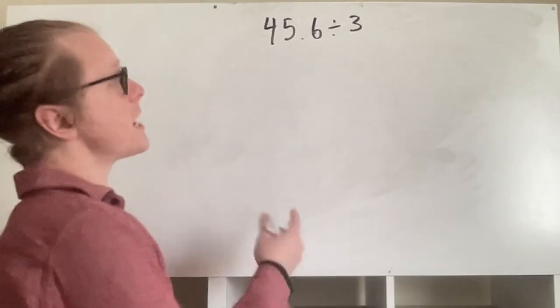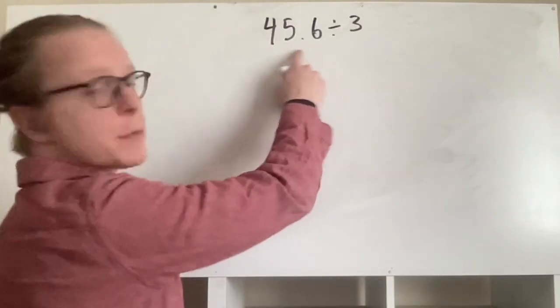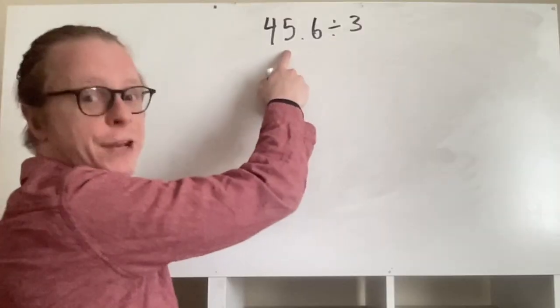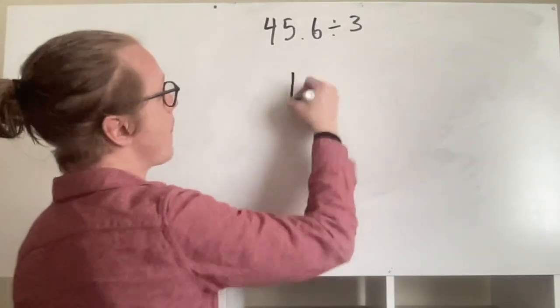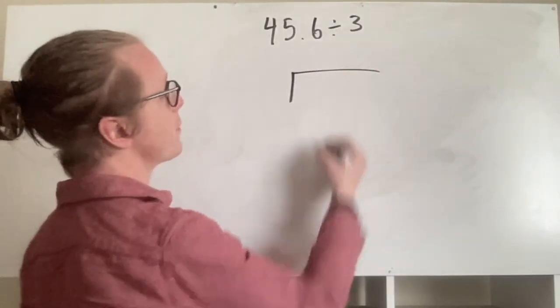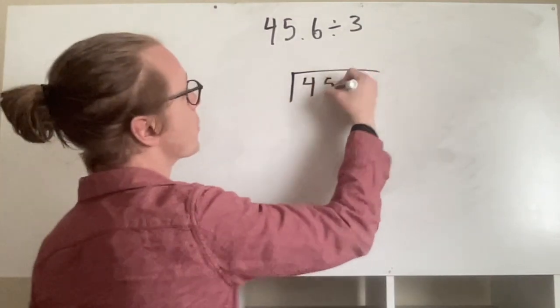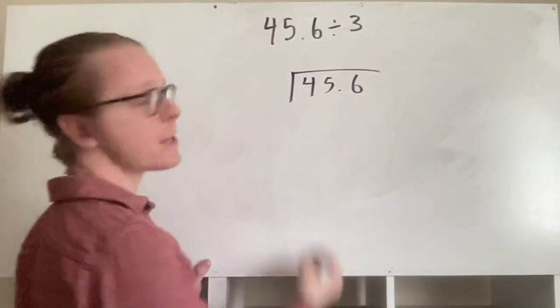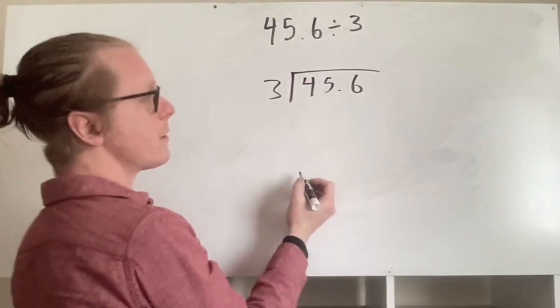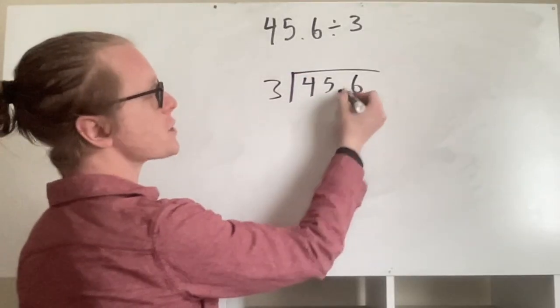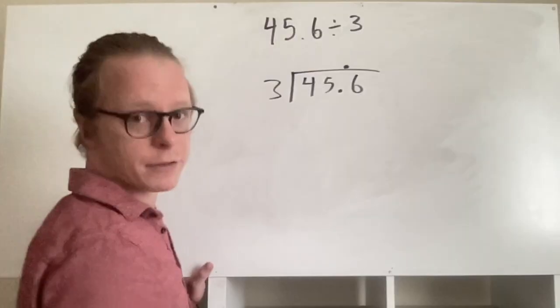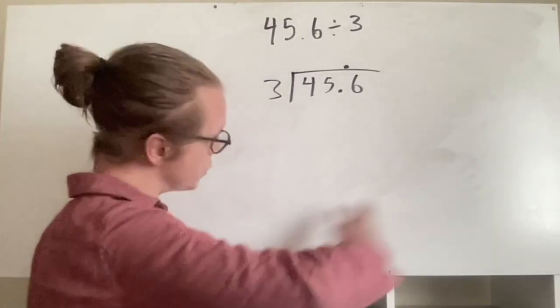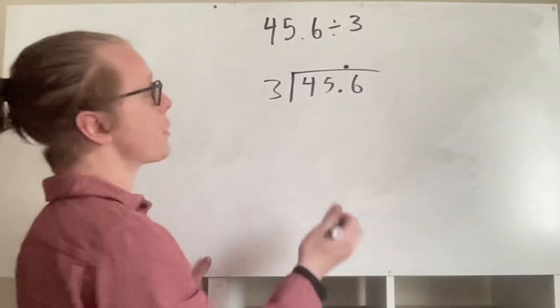Okay, so now let's look at an example where we have a decimal value in our dividend, in the number being divided. The process is not going to change very much. I'm going to put the 45 and 6/10 underneath. I'll put the 3 over here. And I'm just going to go ahead and put the decimal point right up here in my answer. Okay? And then we're just going to do long division essentially like we would otherwise.